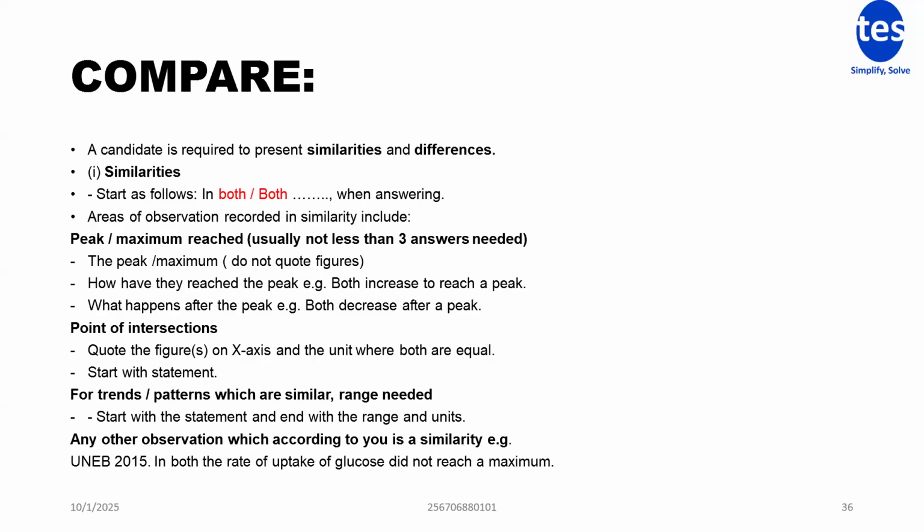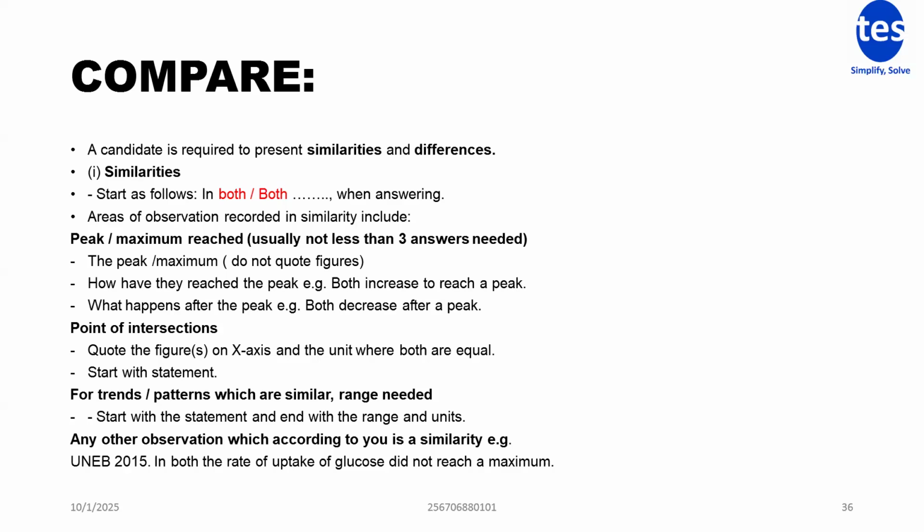Then, how have they reached the peak? For example, both increase to reach a peak. Okay? So how they have reached the peak is very important. Then what happens after the peak? For example, both decrease after a peak. So usually that has 3 marks.